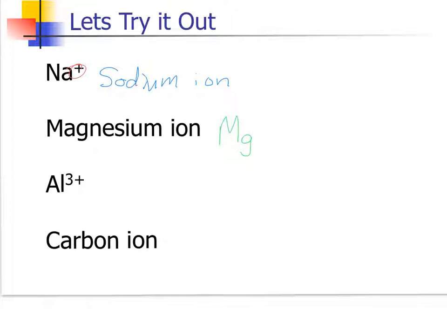Now, if I look on my periodic table, I see that magnesium is in group 2. That means it's going to have a positive 2 charge. The next example, we see that we have aluminum with a positive 3 charge. That means I need to change... it's aluminum, and that's it.